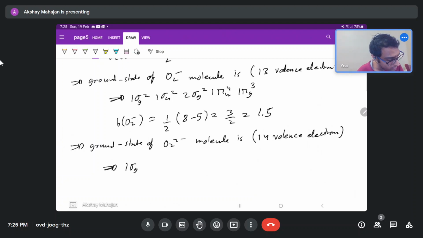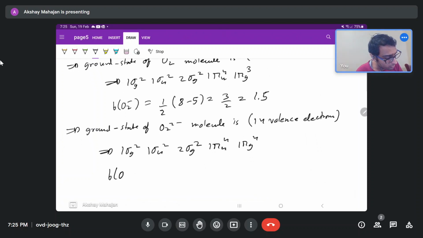Then we will have 1 sigma g2, 1 sigma u2, 2 sigma g2, 1 pi u4, 1 pi g4. We will have 2 electrons here because this is pi g. Okay, now the bond order of O2 minus equals half of 8 minus 6, which is 2 by 2, equal to 1.